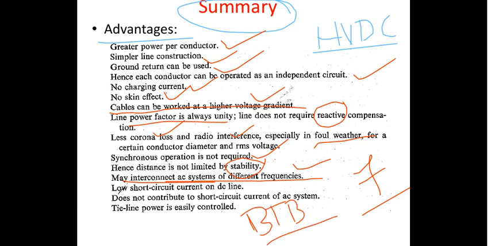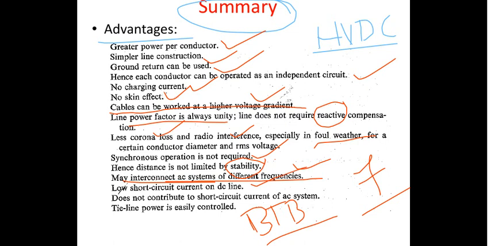the power electronic devices or the converters which are being used there. These are some of the important advantages which are summarized based on whatever we have discussed earlier, right?